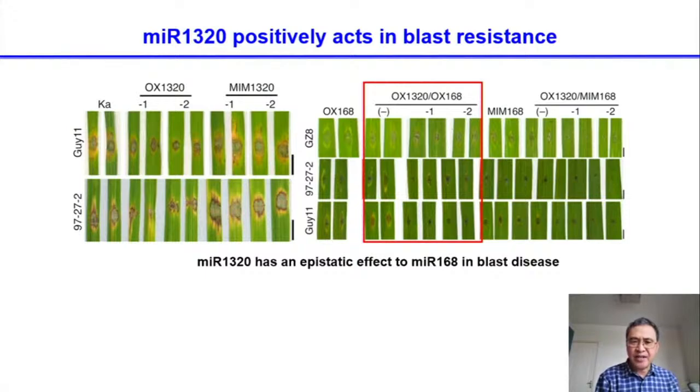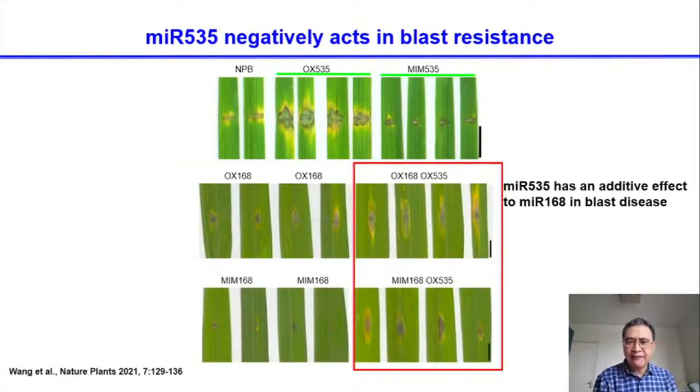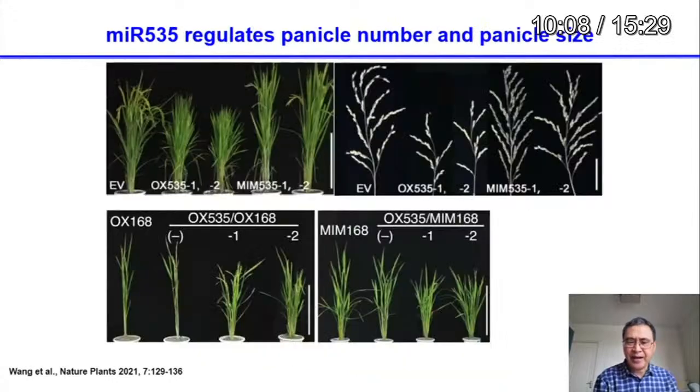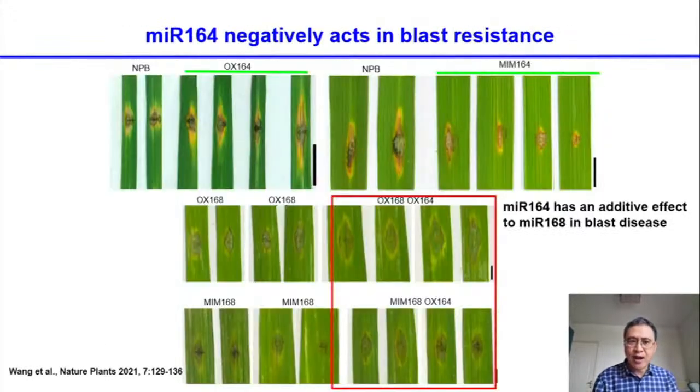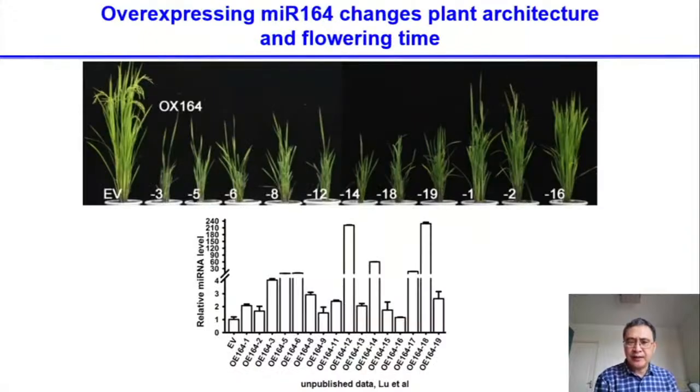This has an epistatic effect to miR168 in blast disease. And another one is 535. This one has additive effects to panicle size. Another one is 164. So it also has additive effects on 168 in blast disease. So this microRNA also regulates plant architecture and the flowering time as shown here. So the higher expression level of the microRNA leads to delayed flowering and shortened plant height.